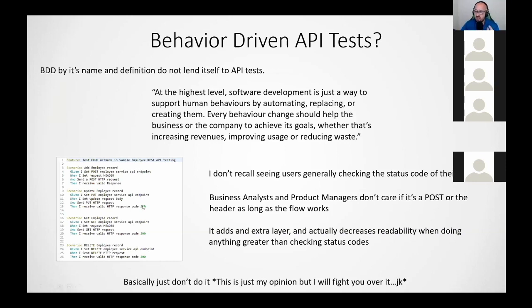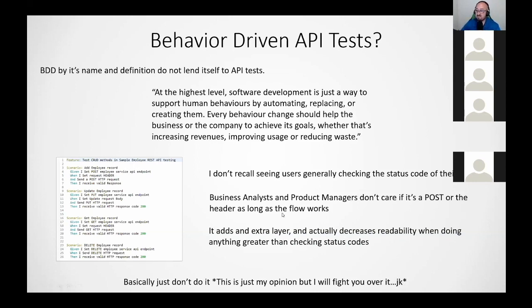This is just an example I found out in the wild on a Medium article or whatever, and there's a whole bunch of these: I receive a valid response, I receive a 200 code, I receive a 200 code. That is not user behavior. If this is the kind of test that you're writing and running, it doesn't really need to be behavior driven.